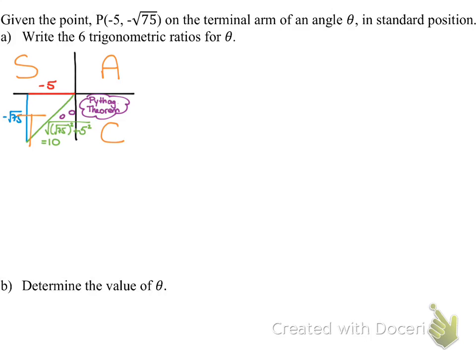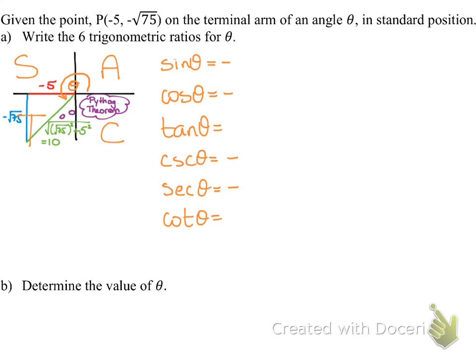So now we can write out the CAST rule, because we're going to need that as well. And we know that that's theta. So we can figure out sine theta. And we know that sine theta is going to be negative because it's down in the third quadrant. We also need cos theta, that'll be negative. We need tan theta, that'll be positive. Cosecant will be negative, secant will be negative, and cotangent will be positive.